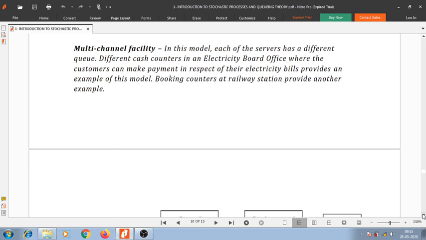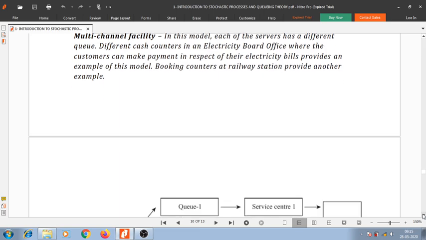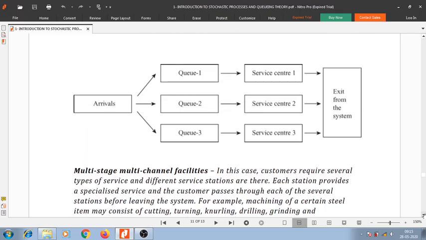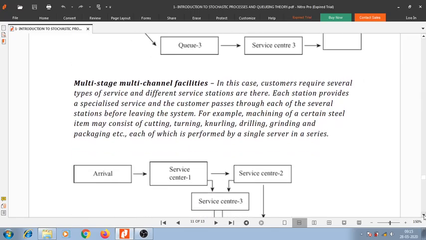Now coming to the multi-channel facility. What is a multi-channel facility? In a multi-channel facility, arrivals enter the system, and there will be multiple queues and multiple service channels. After the service, they exit from the system. One example is railway reservation counters. Entering the system, there will be a first counter, second counter, third counter. At every counter there will be a Q1, Q2, Q3. Right?